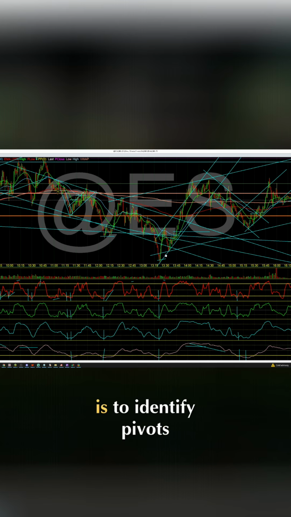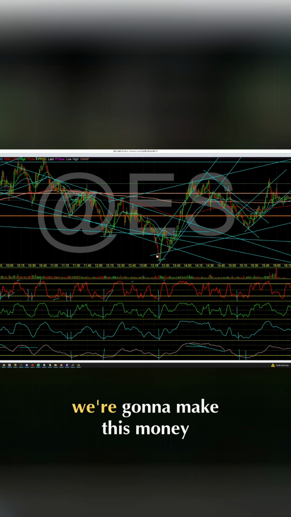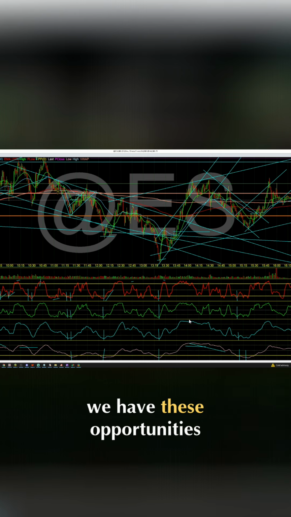My business plan is to identify pivots in the market, and those pivots are our trade zones, and we're going to get a move from here to say here, and we're going to try to make money in this zone. And then we're going to have another zone, we're going to make this money. We're going to have another zone, we're going to make that money. And throughout the day, we have these opportunities. So I give you those opportunities.